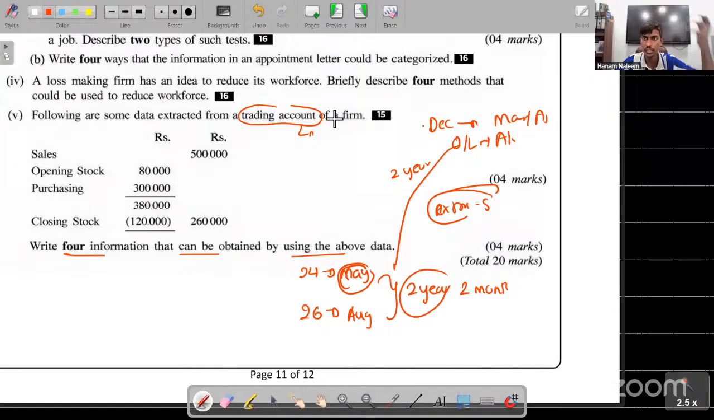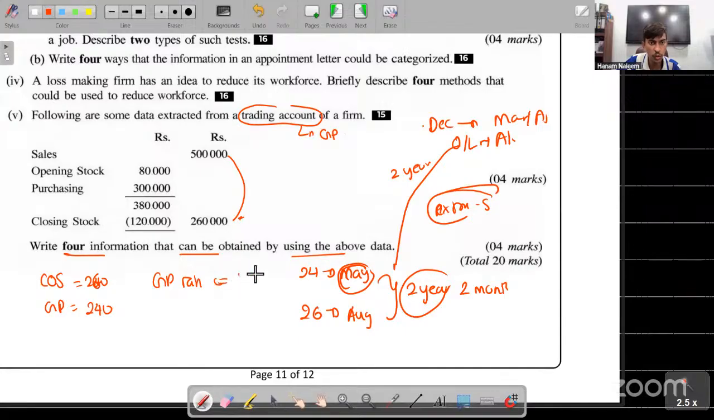You'd have studied in accounting also under profit or loss. Trading account is usually the account we use to find the gross profit. So through this, what information can we get? Our cost of sales is 260,000, and our gross profit means sales minus cost of sales. Gross profit is 240,000, and you can say even your gross profit ratio. Our GP ratio is 240 over 500, which is almost 48%.